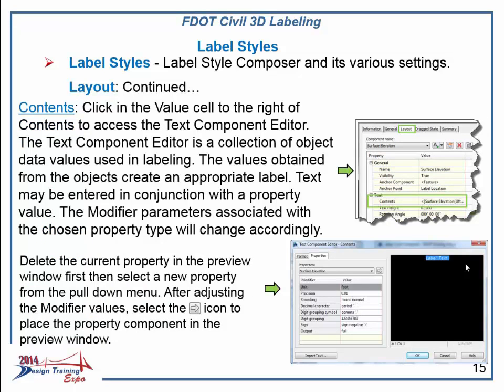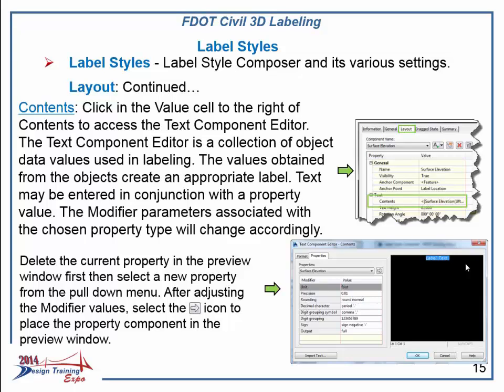Finally, on the Layout tab, we have Contents located under Text. Click on the value cell to the right of Contents to access the Text Component Editor. The Text Component Editor is a collection of object data values used in labeling. The values obtained from objects create an appropriate label.